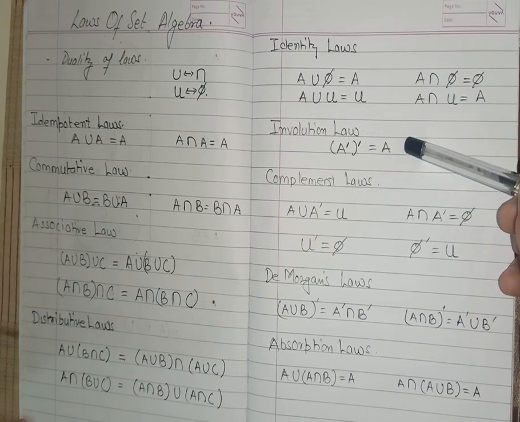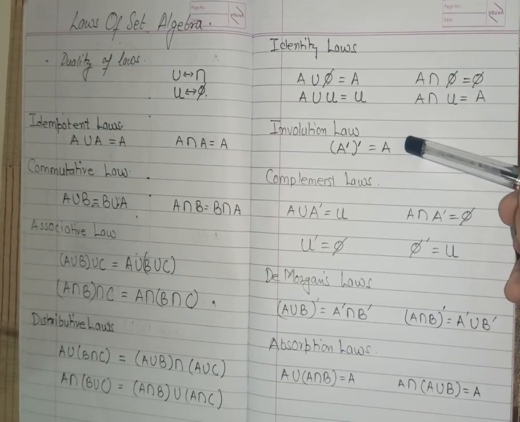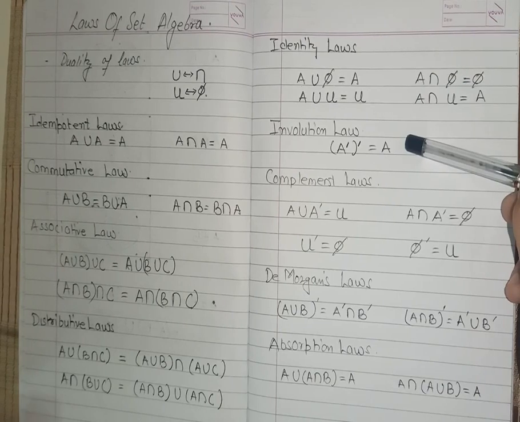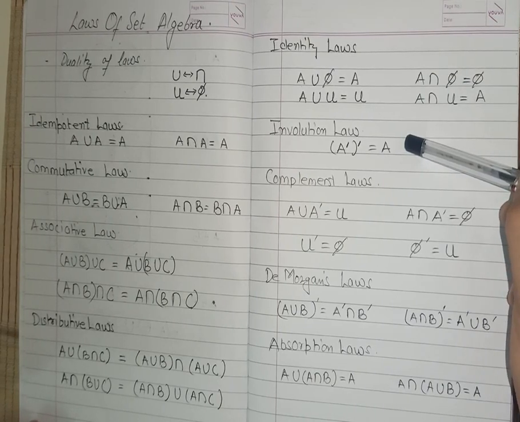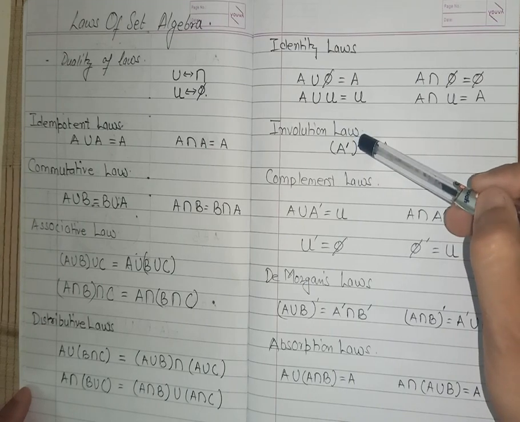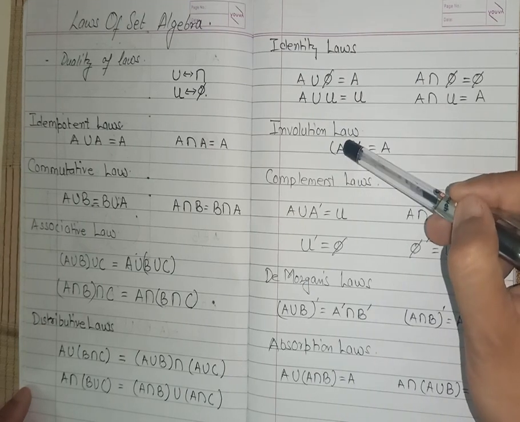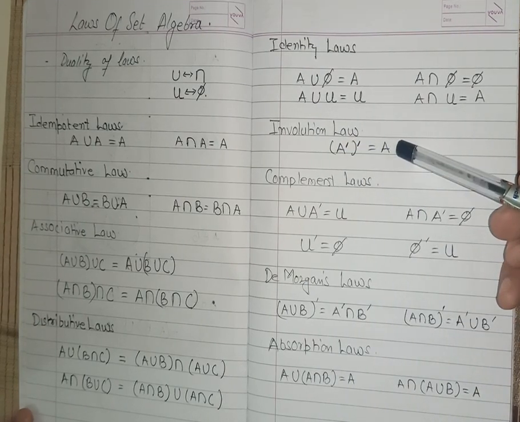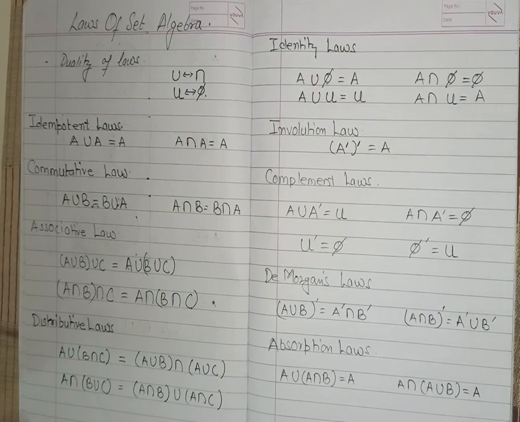Involution law, this is the only law which does not have a dual. Why? Because it does not have any union or intersection or universal set or null set in it. It means the complement of the complement of a set is equal to the original set.